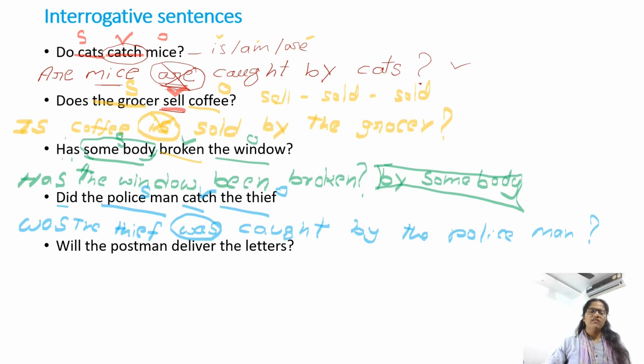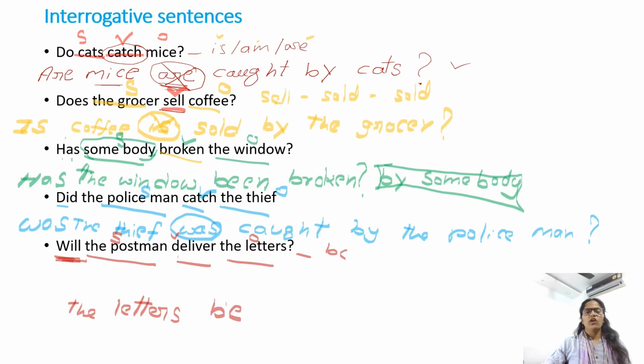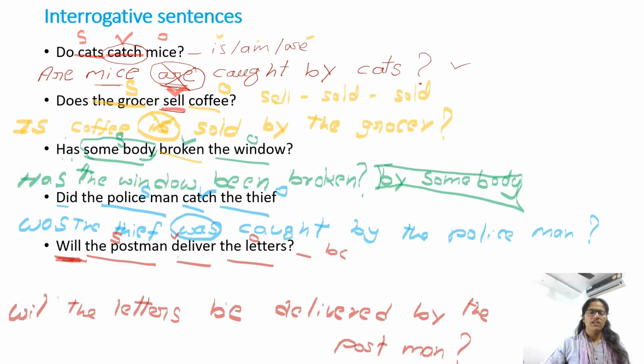Will the postman deliver the letters? The postman is the subject. Deliver is the verb. Postman delivers what? The letters is the object. Start with the object, the letters. Now what is the tense of the sentence? Simple future. We have will here. Will, shall, can, may, might, must will take be. So we need to use be. Deliver V3 form, delivered by the postman. And we have the helping verb will here. Will the letters be delivered by the postman?